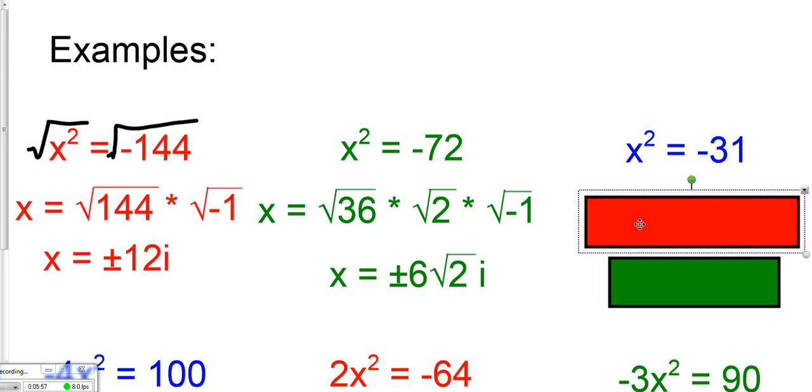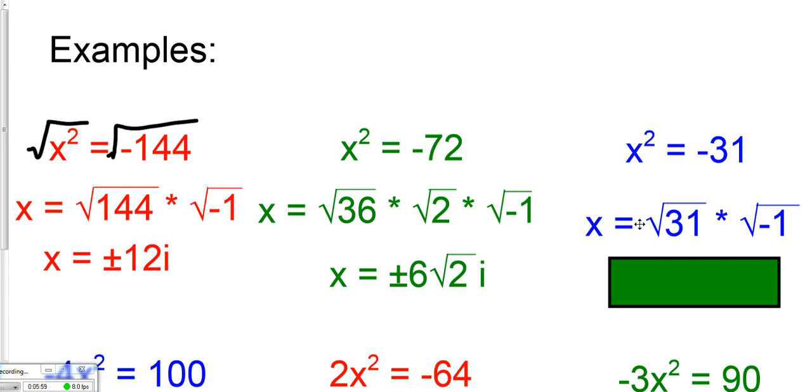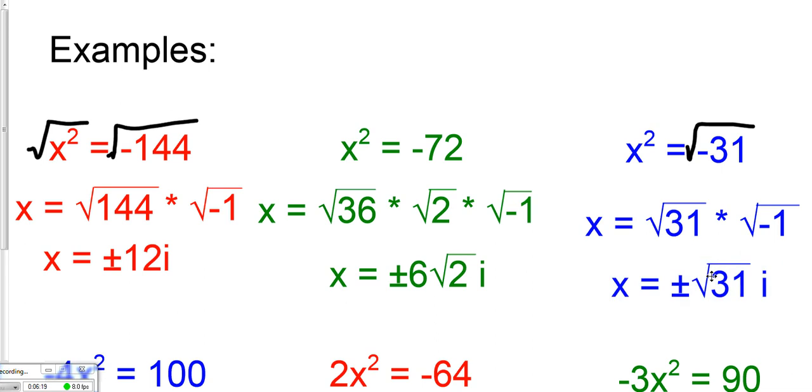x squared equals negative 31. Square root both sides. And again, that square root of negative 31 needs to split into two: square root of 31, square root of negative 1. We don't know a square root of 31, and we can't simplify it in any way, so it stays as positive and negative square root of 31. But the square root of negative 1 is i, so it becomes positive or negative square root of 31 times i. Notice i is not underneath the square root.